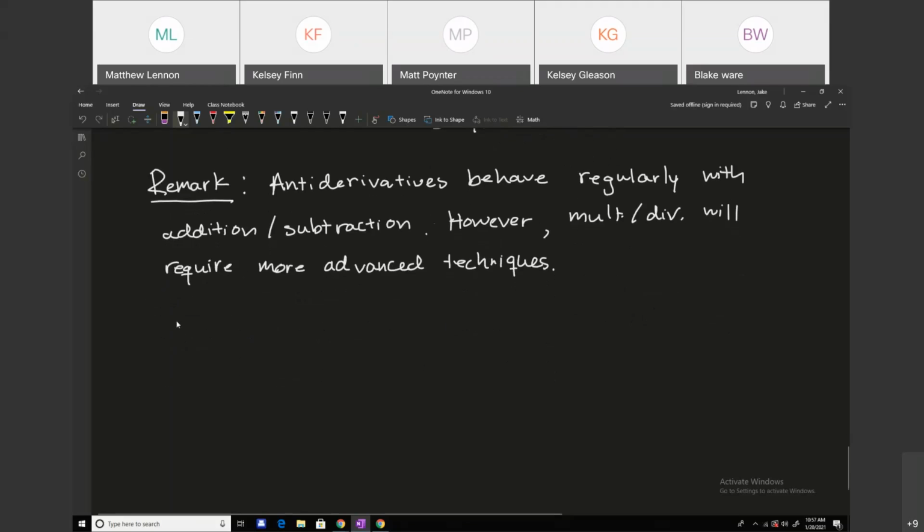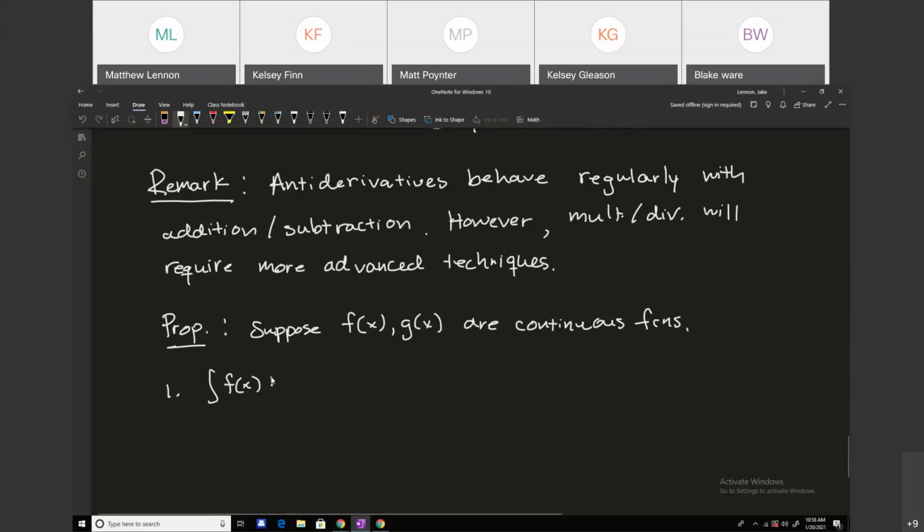So basically, if we want to rewrite this, we could maybe call this a proposition. So suppose f of x and g of x are continuous functions. Then one, the integral of f of x plus g of x dx, you can do each one separately. And when we're working term by term, that's exactly what we're doing.